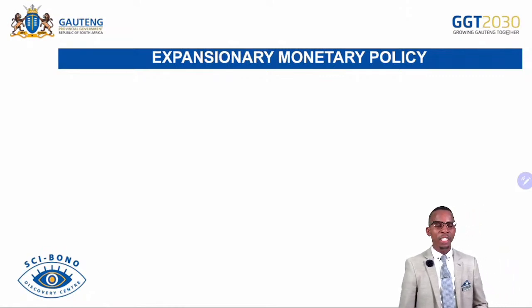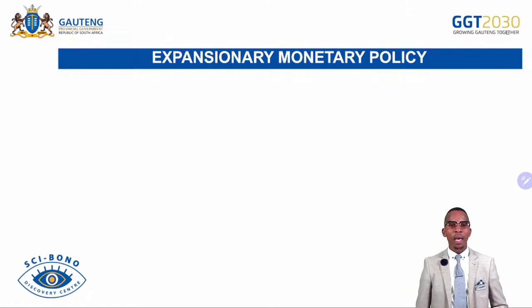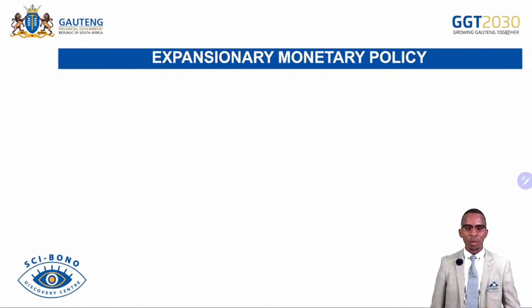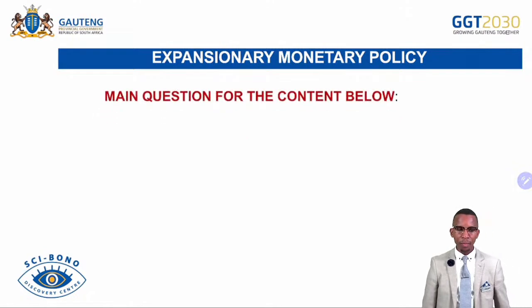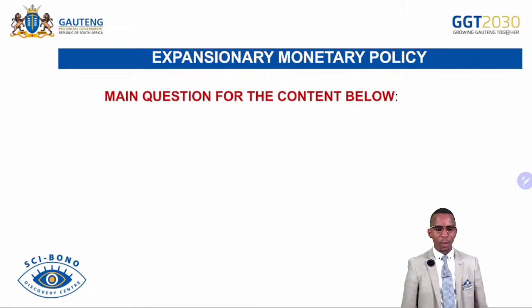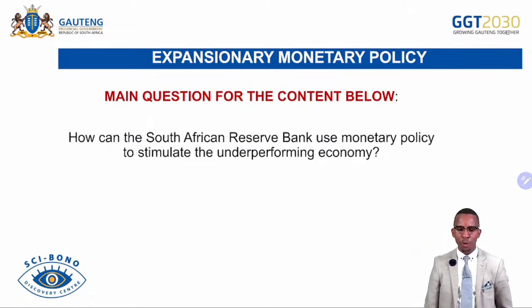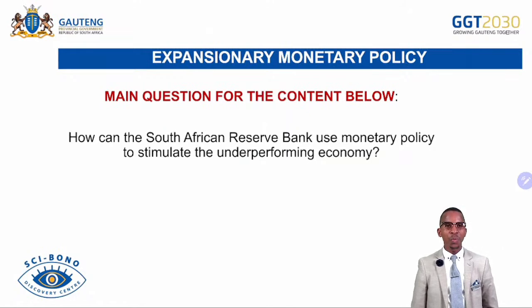The government or the Reserve Bank can do what? Can also buy bonds from commercial banks or financial securities. And then also, moral persuasion can be relaxed to allow more credit creation within the economy. So the main question for the content to come is as follows. How can South African Reserve Bank use monetary policies to stimulate the underperforming economy? So this question will be answered in the content below.